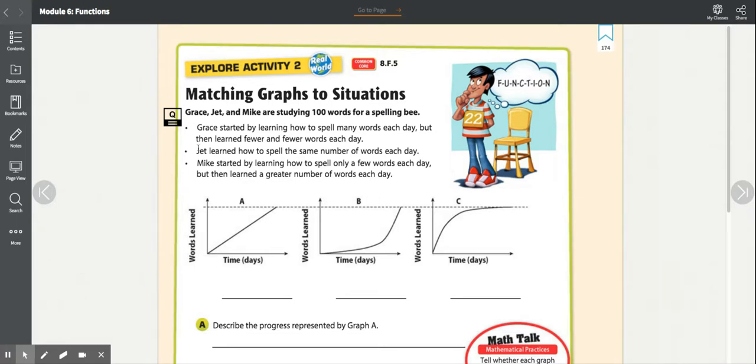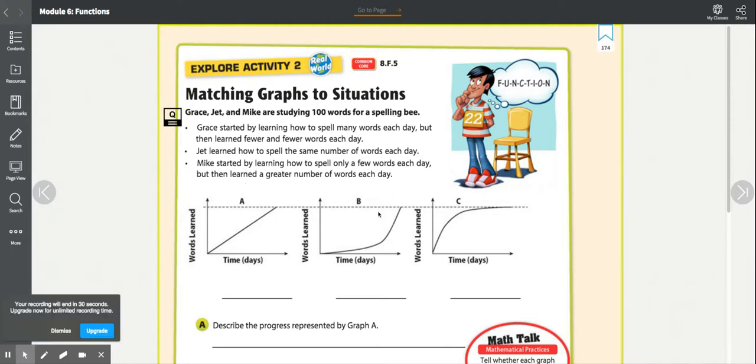The thing I'm seeing here that sticks out to me the most is Jet. Jet is learning the same amount every day. And so if we were thinking in terms of slope or rate of change, Jet's rate of change would have to be constant, making it this diagonal line that's going to go up by the same amount every single day. So we could match graph A with Jet.